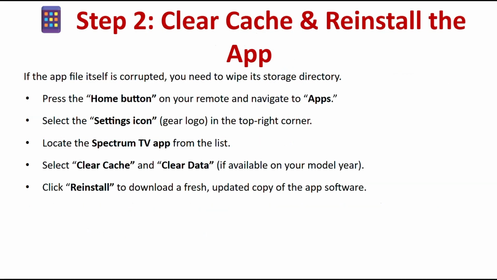Step 2. Clear cache and reinstall the app. Press the home button on your remote and navigate to Apps. Now select the settings icon, which is the gear logo present in the top right corner. Now locate the Spectrum TV app from the list and select Clear Cache and Clear Data if available on your model year. Then click Reinstall to download a fresh updated copy of the app software.